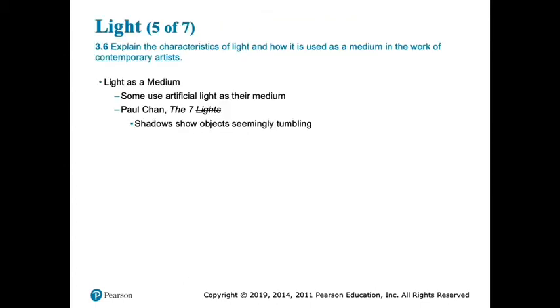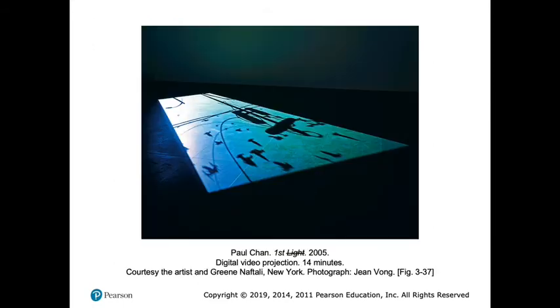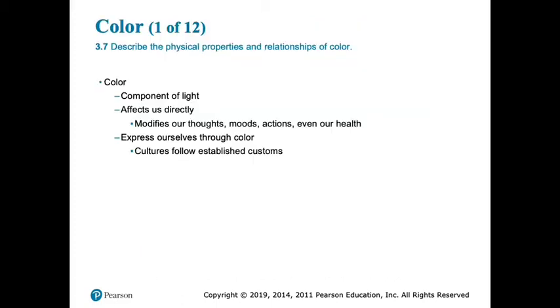So light can be something you make art with, like this one that shows, just for a moment, important items in our life, one by one, and it goes on for a time. So what is color? We have waves, different waves, and these waves create different colors.